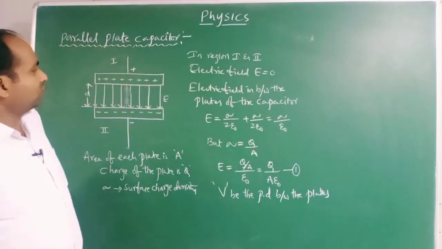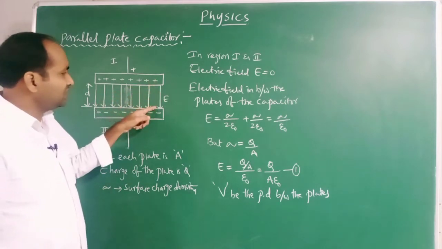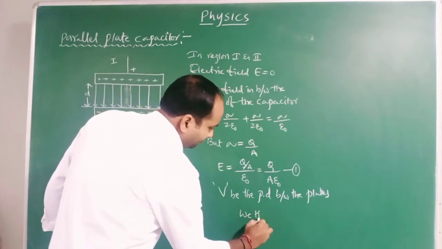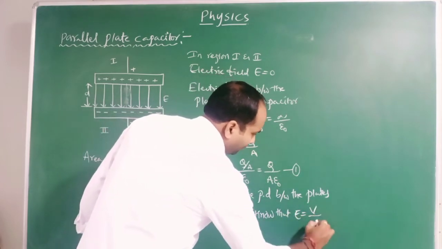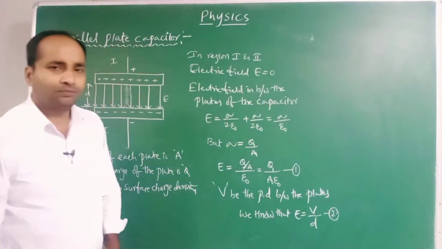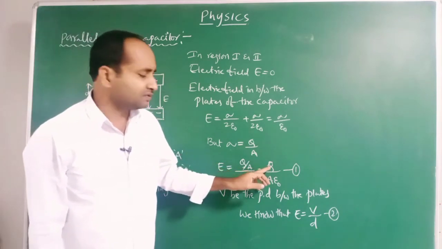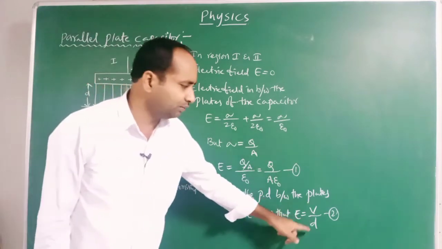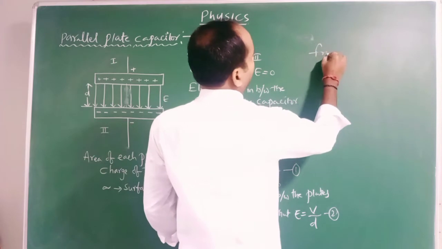So we know the relation between electric field and potential. Here the electric field is E, the potential is V, and they are separated by a distance D. So we know that E is equal to V by D. Let us take this as equation number 2. So the electric field between the plates of the capacitor in terms of charge we got Q by A epsilon naught, but by the relation we may write E is equal to V by D. Observing equation number 1 and 2, we may write like this.